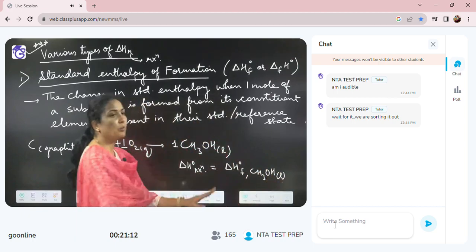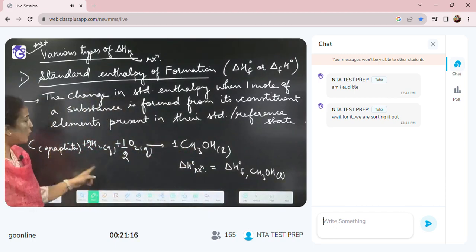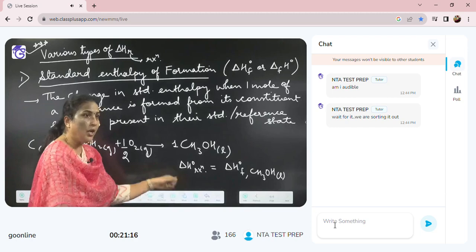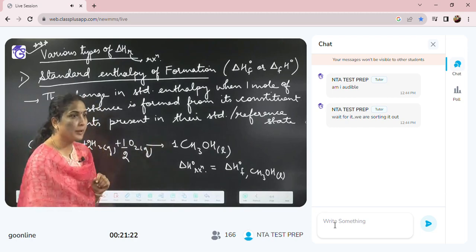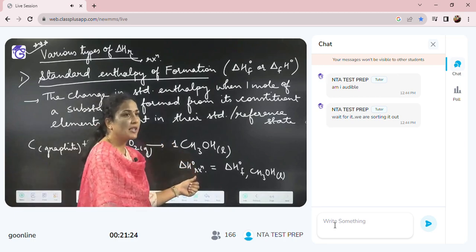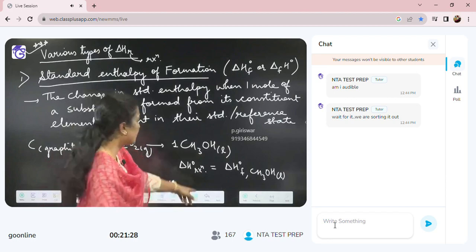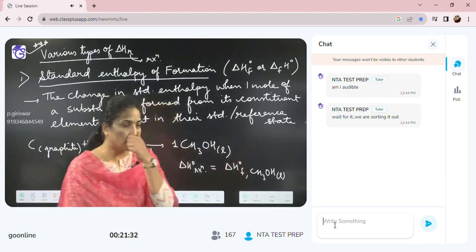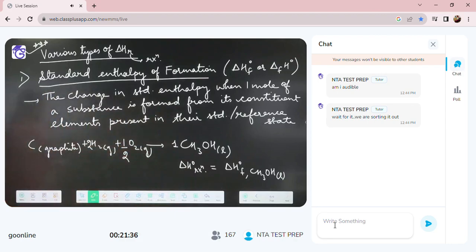So you should understand one thing. You should always read it like that. This is the reaction for which you are finding delta H when everything is present at their standard state. That's the meaning of naught. And what is this reaction representing? Is it representing the formation of CH3OH? That's what we are writing here. Delta H F naught CH3OH. Are we able to understand here?